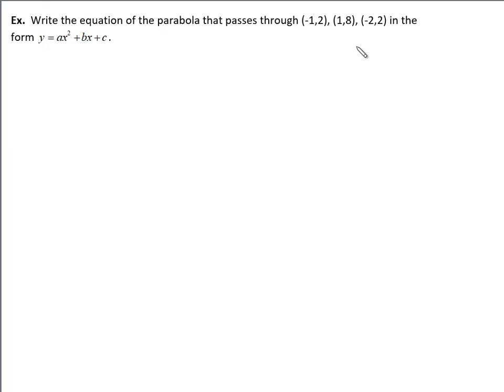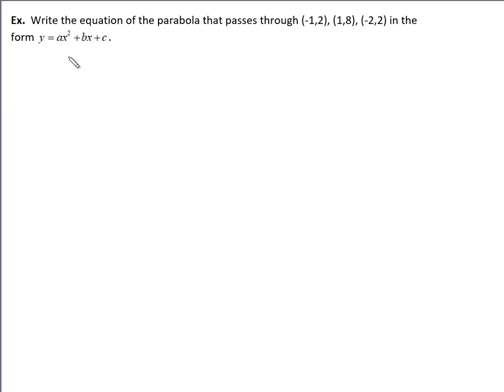Okay, let's do our last one, and you'll definitely see one like this on your test, so make sure you know how to do this one. Review this video if you need to. We want to write the equation of a parabola that passes through these 3 points in this form.